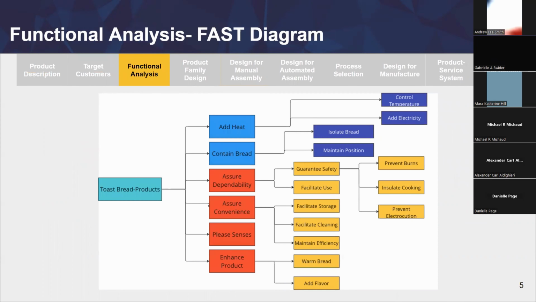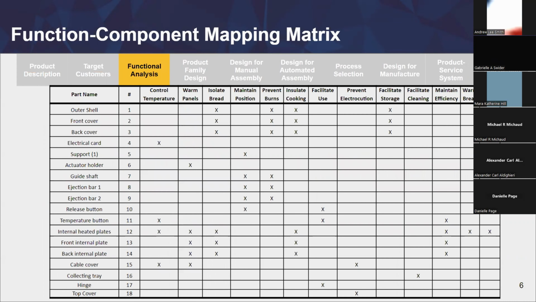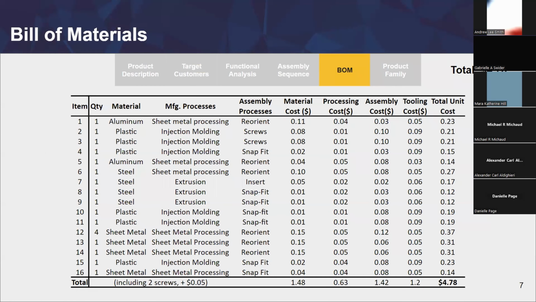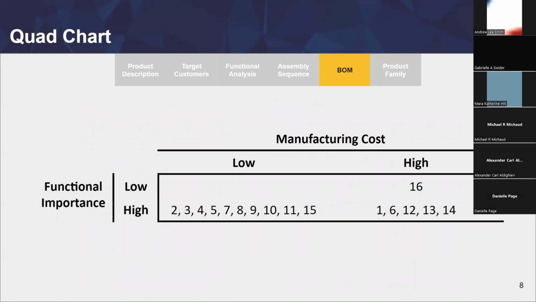Here is our FAST diagram. And with our FAST diagram, we were able to create a function component mapping matrix, which we were able to later use in our redesign. And then we created a bill of materials for our product. And with this bill of materials, we were able to create a quad chart, which shows manufacturing costs on one end and the functional importance on the other.